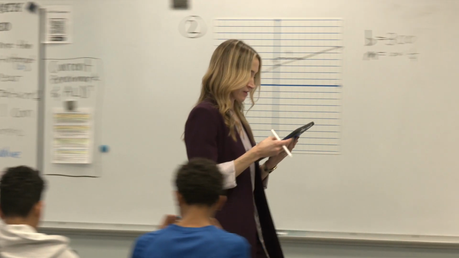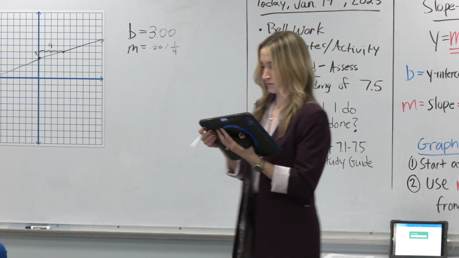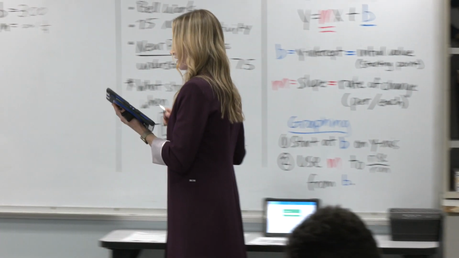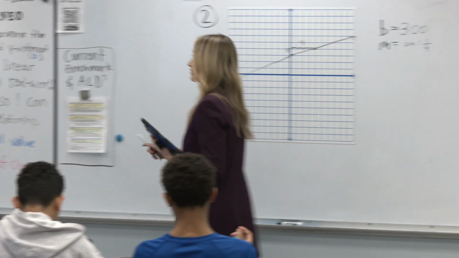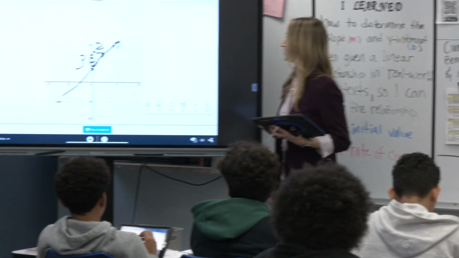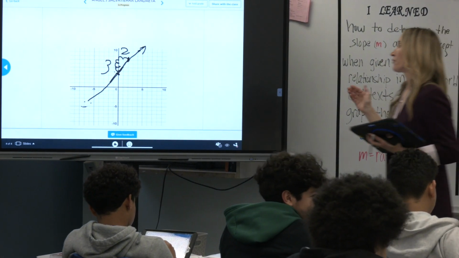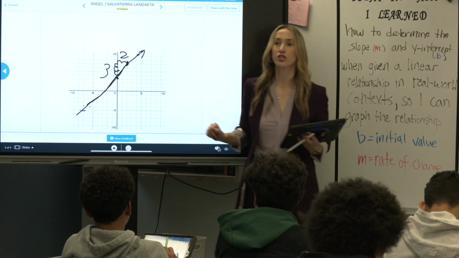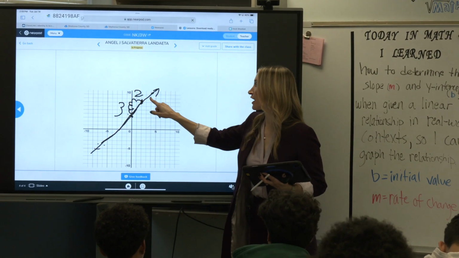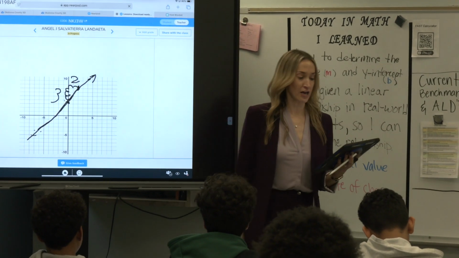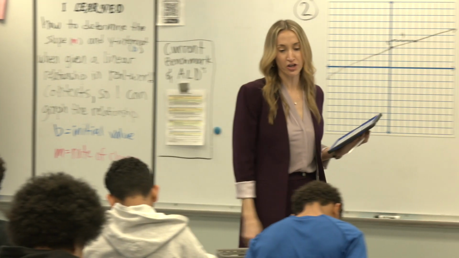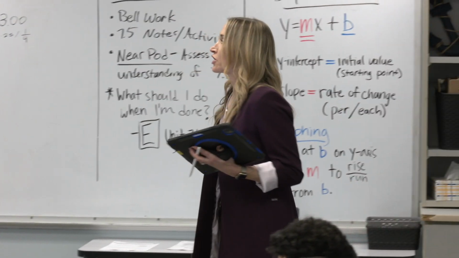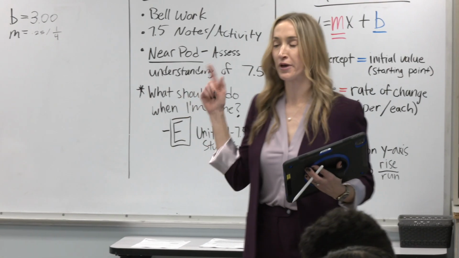All right, let's see what some of these look like. Angel, this is beautiful right here. All right. You start up on the 3. 1, 2, 3. That's your starting point. Then you use your slope to rise and run. You go up 3 and over 2. And this is what your line should look like. Very good, guys. I am so impressed. That was perfect. Okay? So we will pick up there where we left off tomorrow. Okay?